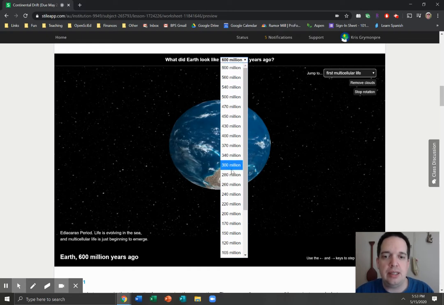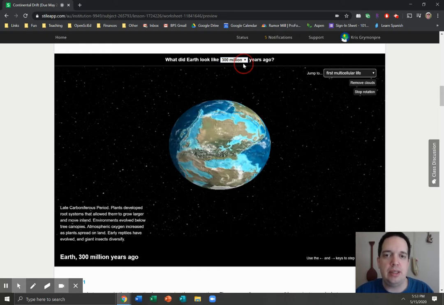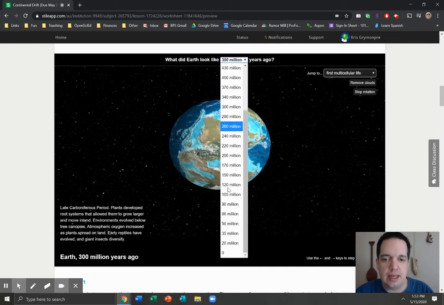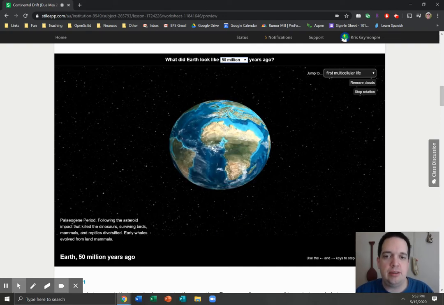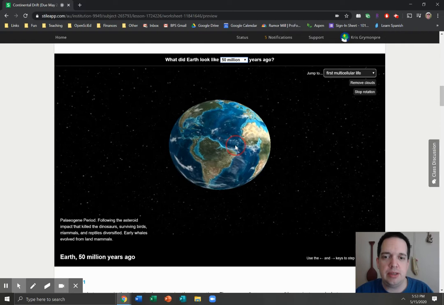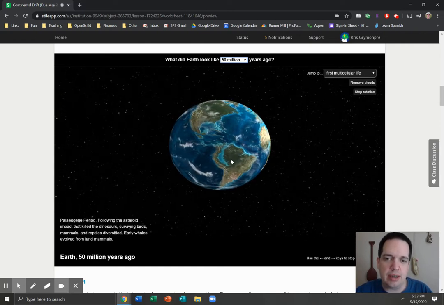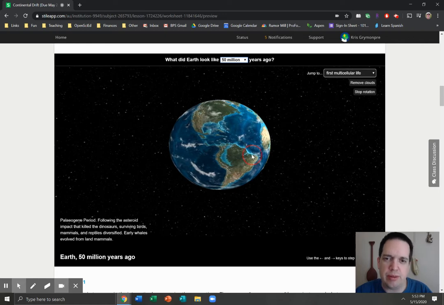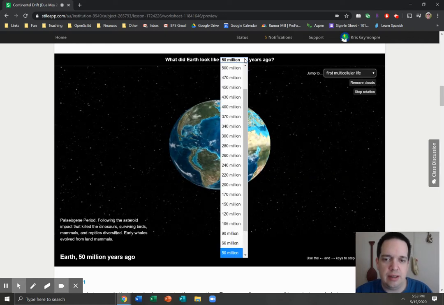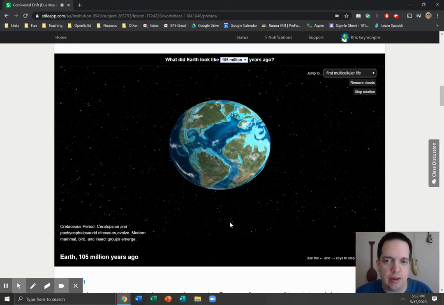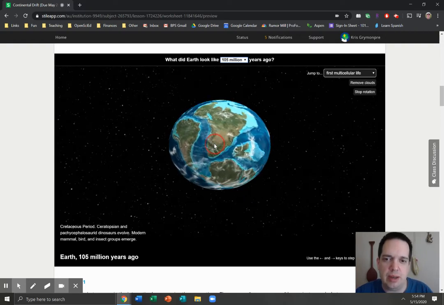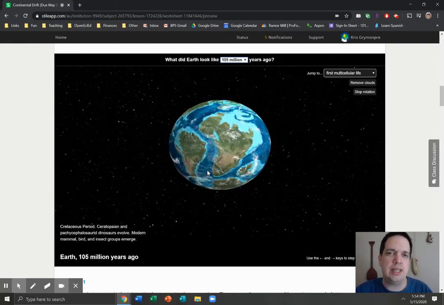And I can say, what does it look like 300 million years ago? What does it look like, let's say, 50 million years ago? Ooh, 50 million years ago, it looks similar to today, but we're not connected to South America, and there's an ocean going through it. That's odd. If we look further, 105 million years ago, wow, this ocean here is really skinny.